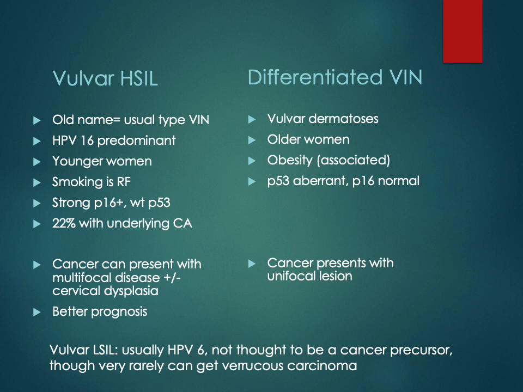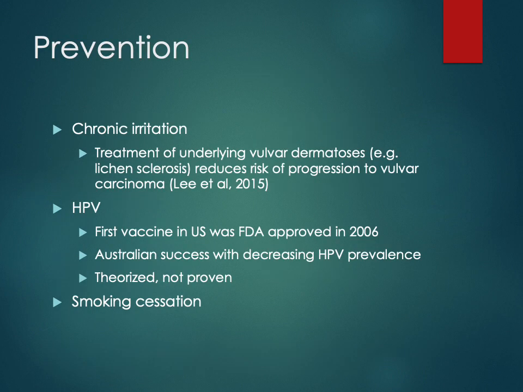There's differentiated VIN, so you can think about these as being associated with vulvar dermatoses, usually lichen sclerosus, but it can be anything that causes chronic irritation. So if it's chronic infections or vaginal dryness, all those sorts of things. So older women, typically obesity associated, although not always. And then oftentimes you'll have a p53 alteration, but p16 is normal. And cancer usually presents with a unifocal lesion in these cases.